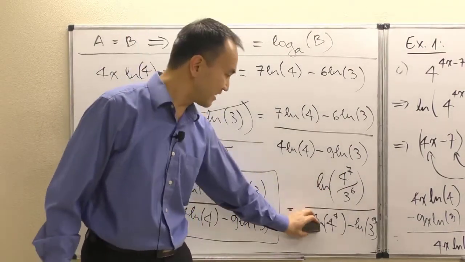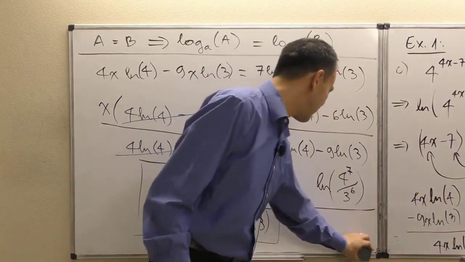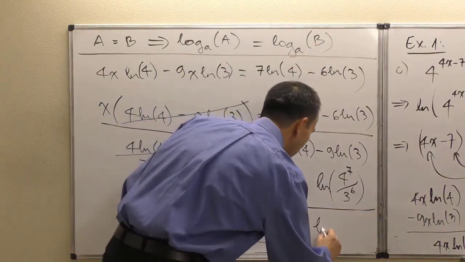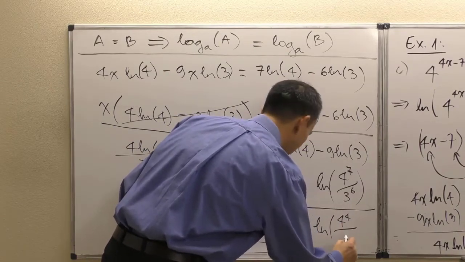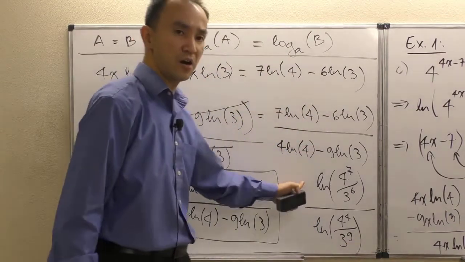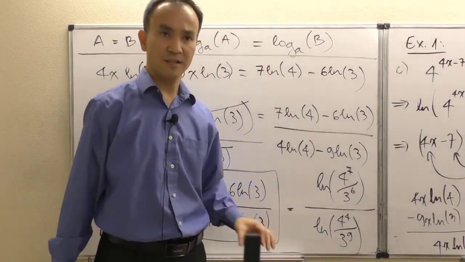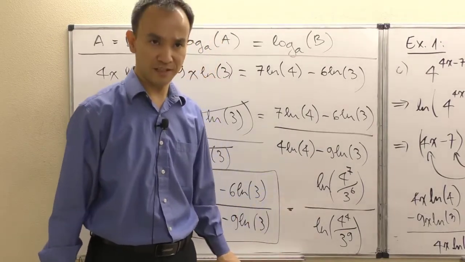And then the denominator here, I can also put as one logarithm of 4 to the 4th divided by 3 to the 9th. All right, so now we're typing this into the calculator. There's fewer logarithms involved for us.